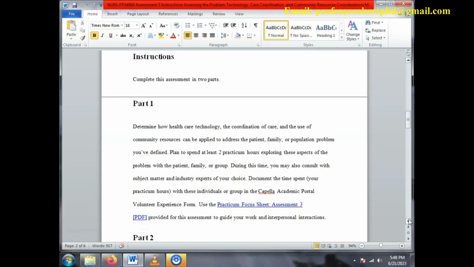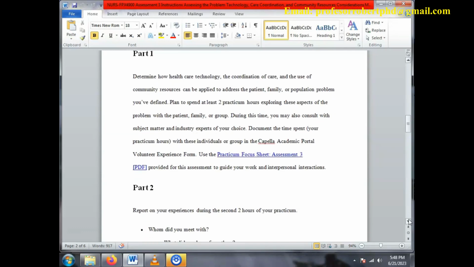Part 1. Determine how healthcare technology, the coordination of care, and the use of community resources can be applied to address the patient, family, or population problem you've defined. Plan to spend at least 2 practicum hours exploring these aspects of the problem with the patient, family, or group. During this time, you may also consult with subject matter and industry experts of your choice. Document the time spent, your practicum hours, with these individuals or group in the Capella Academic Portal Volunteer Experience form.